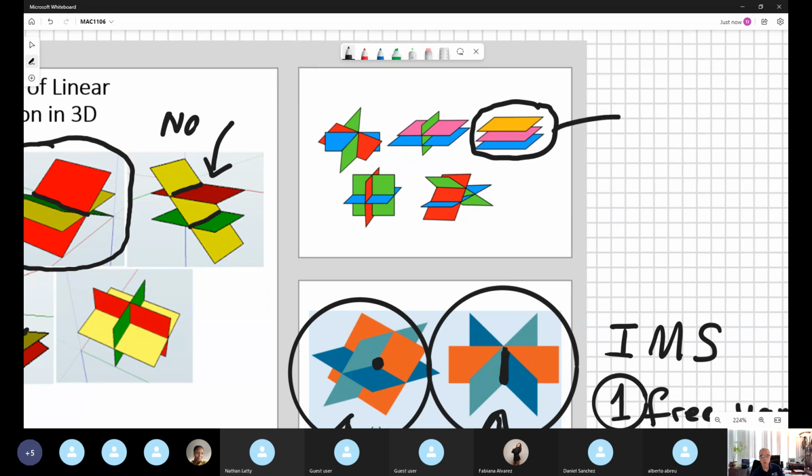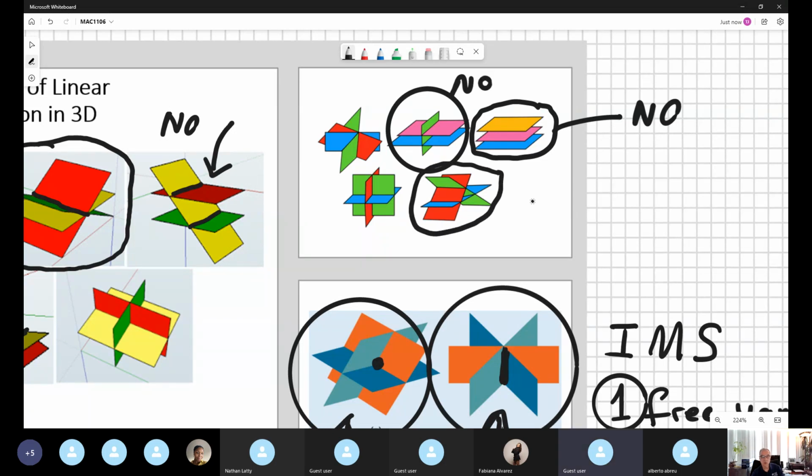No solution. No solution. Very well. What do you think about this? Solution or no solution? No solution. No solution. Very well. What do you think about this? Solution or no solution? No solution. No. You are right.